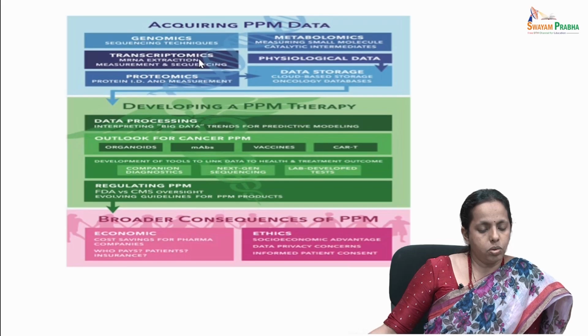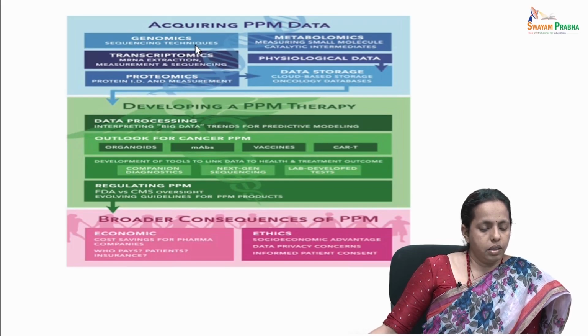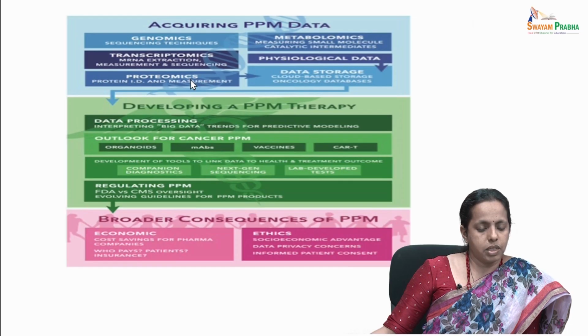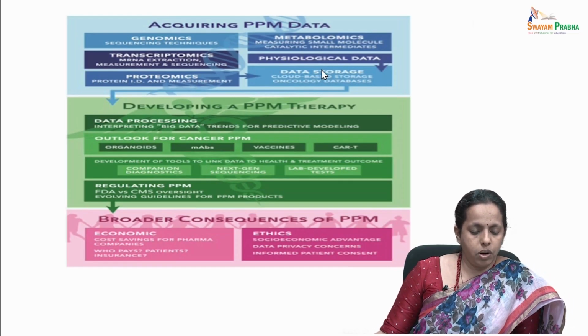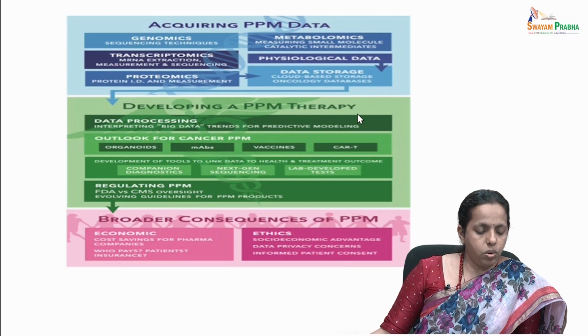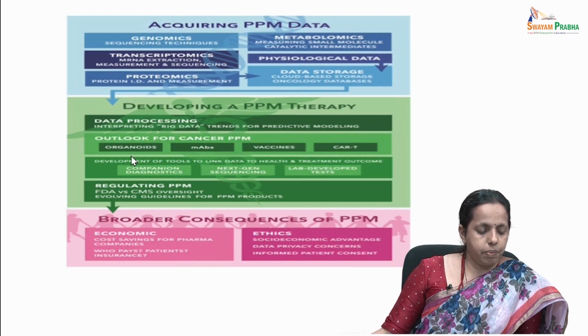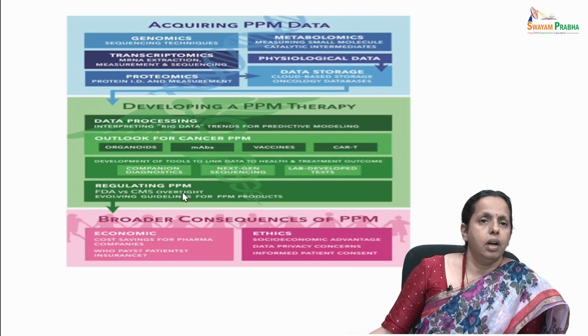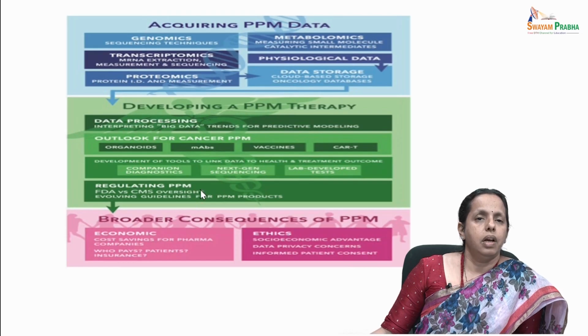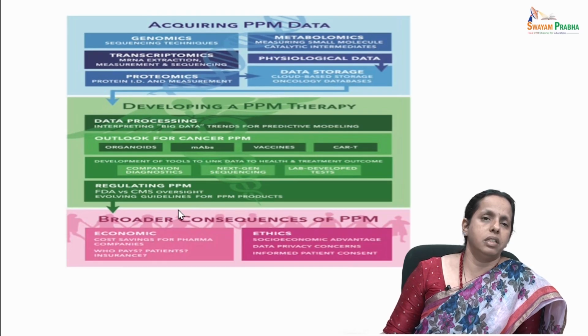This is again similar to what I was mentioning before, the genomics, transcriptomics, proteomics data. They will be acquired, metabolomics, then your data is stored, and from this data you will develop a PPM theory where the data is processed, interpreted, and a predictive model is built. Then outlook for cancer PPM, you use monoclonal antibodies, and then you will be regulating PPMs using FDAs and several ethical organizations come here.